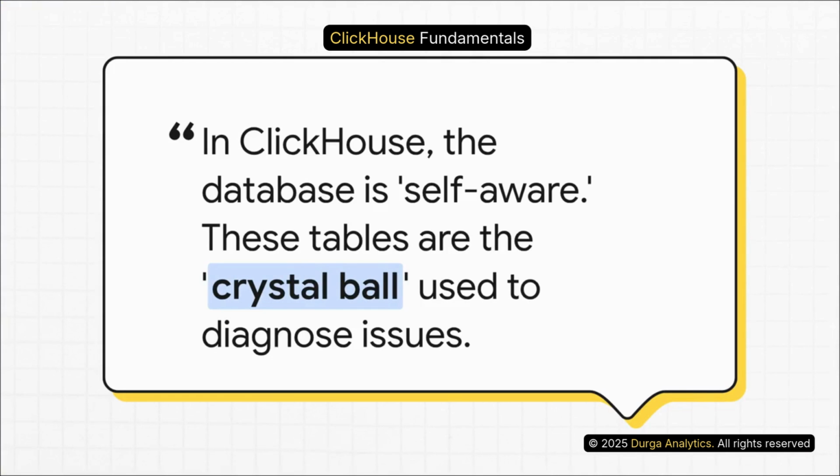It comes with a special database literally called system that logs and tracks absolutely everything about its own operations. We're talking metadata, performance metrics, query history, server stats, you name it. It's not a black box. It's what we call a self-aware system, and the tables inside are our crystal ball for figuring out any issue.